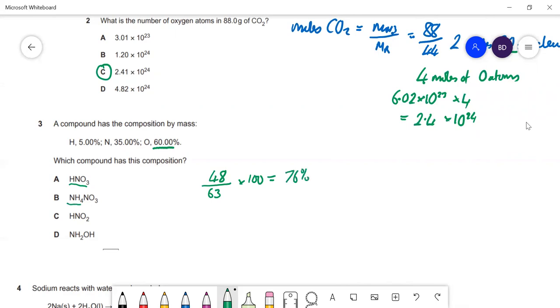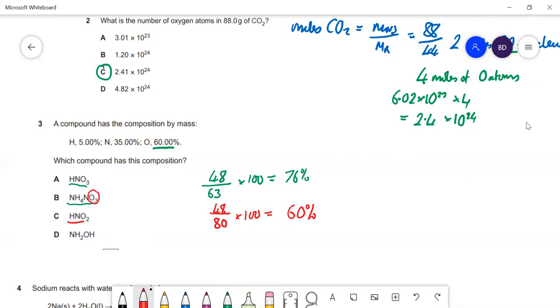Let's do this one here, ammonium nitrate. The MR of ammonium nitrate, when you add it all up, is 80. We've got 3 oxygens, so 3 times 16, that's 48, over 80 times 100, which is equal to 60%. We're sort of lucky there. The second one we've done is the right answer, so we don't have to work out the rest. We'll just do one more.